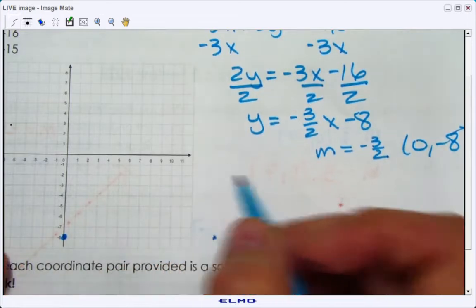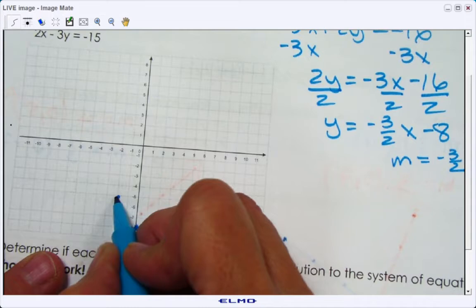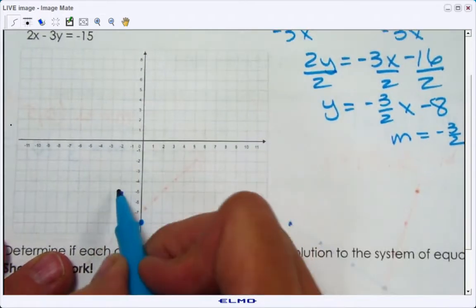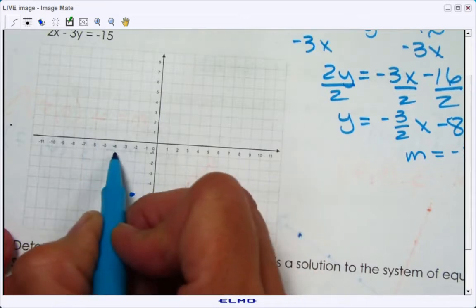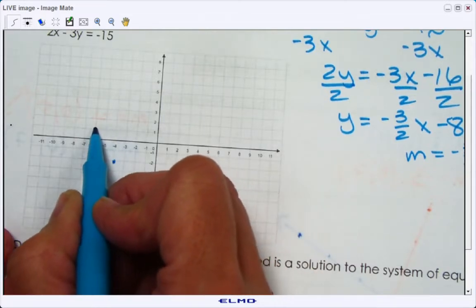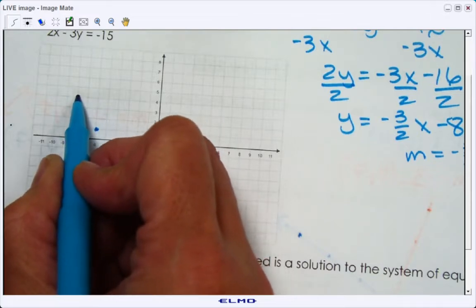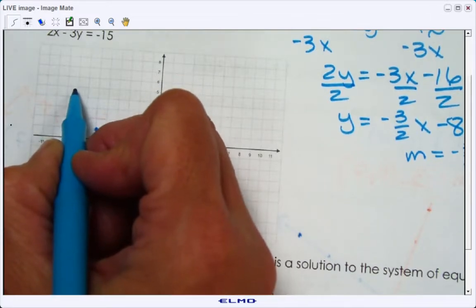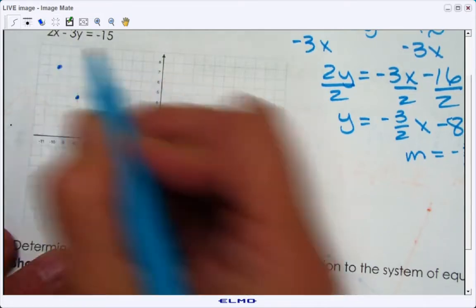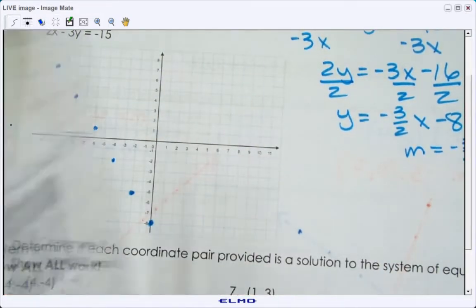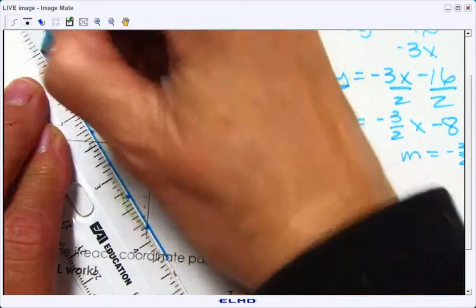And it's a negative slope, so I'm going to go up 3, 1, 2, 3, and over 2. Up 3, over 2. Again, up 3, over 2, and again, up 3, over 2. Okay. Awesome. So now, bam.